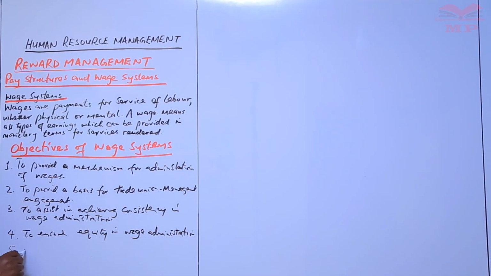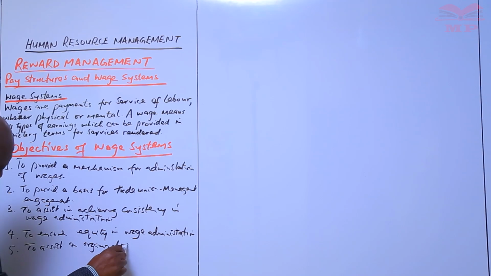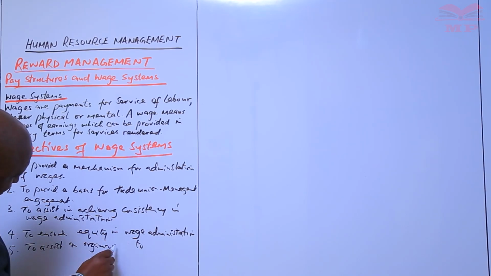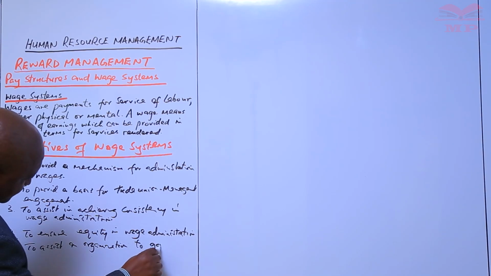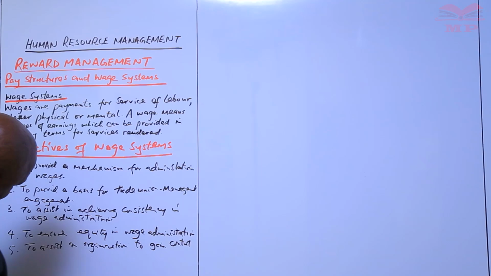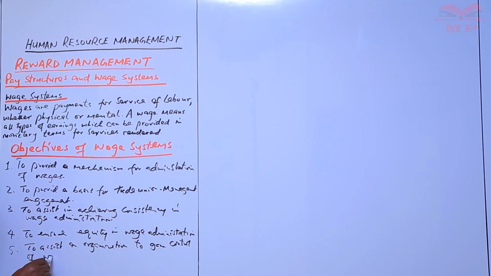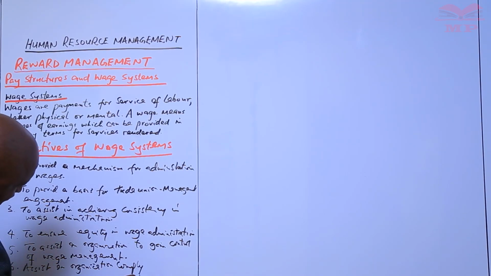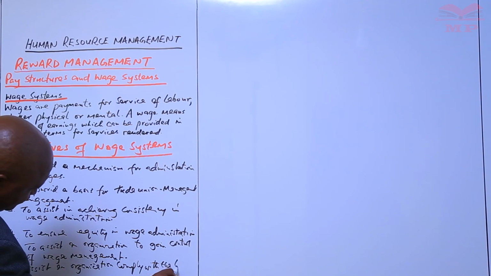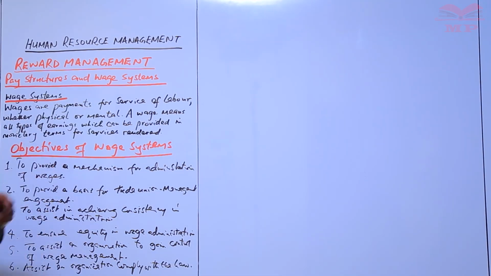And then number five, to assist an organization to gain control of wage management. And number six, assist an organization comply with the law. So, learner, these ones are some of the objectives of wage systems.